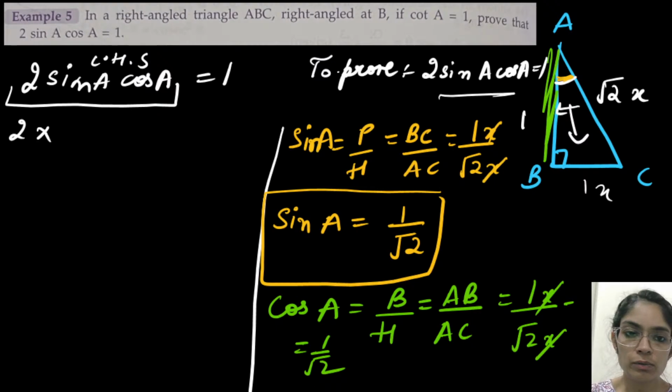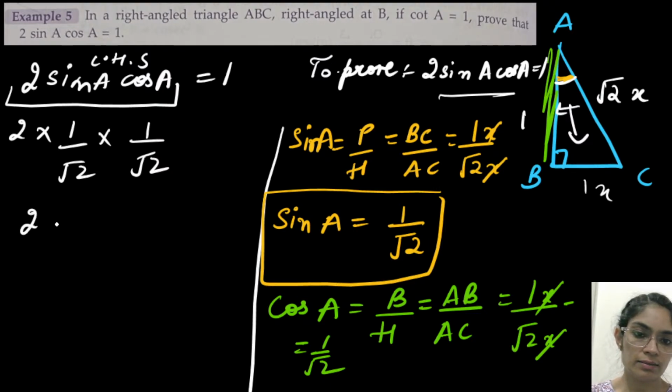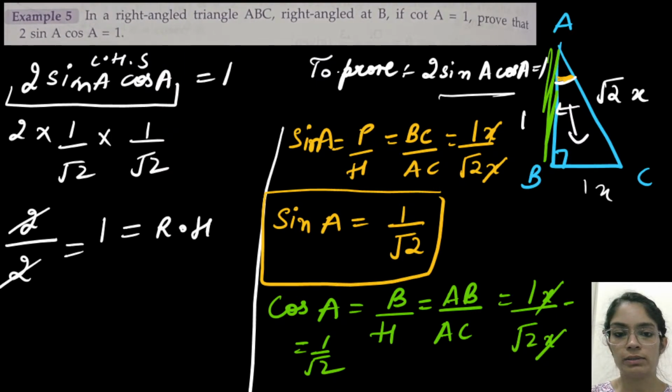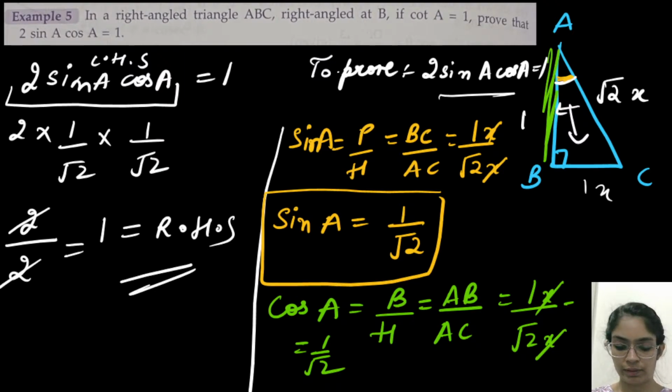So 2 into sine A. Sine A is 1 by root 2, and cos A is also 1 by root 2. So 2 into 1 is 2, and root 2 into root 2 is also 2. The 2 and 2 get cancelled, which equals 1, and this is also equal to the right hand side. So hence proved.